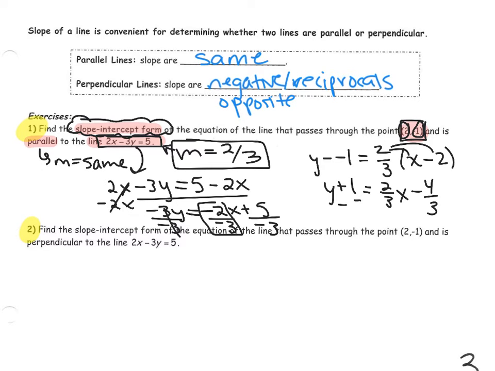I'm going to subtract 3 over 3 because 1 is really 3 over 3. Subtract that on both sides. And I have y equals 2/3 x minus 7 over 3.